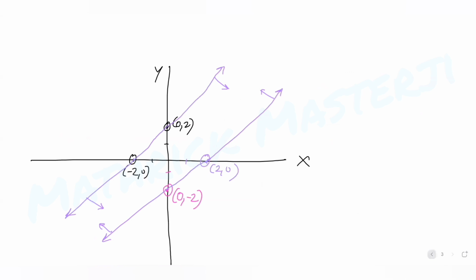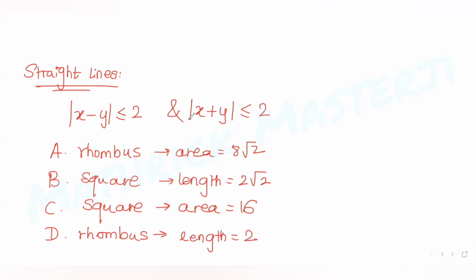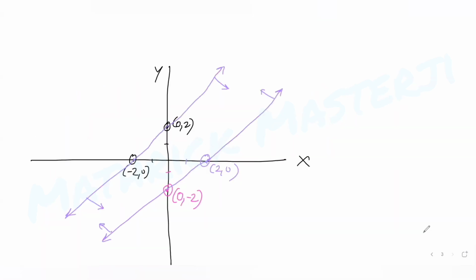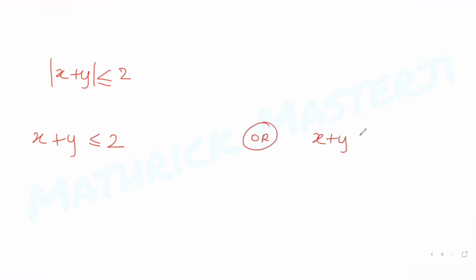Now let's also plot the other inequality given to us in the mod, that says mod of x plus y less than or equal to 2. Again, if I apply the mechanical approach: copy, copy, copy, or copy, reverse, reverse. So you reverse the sign and the sign of the number.